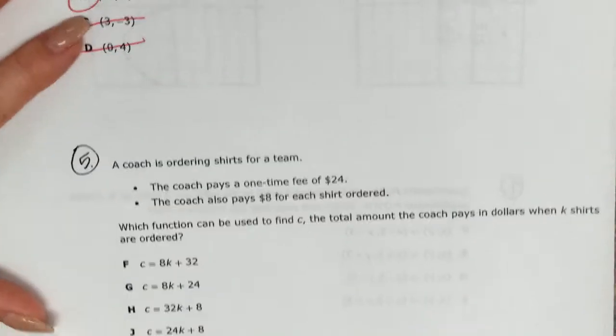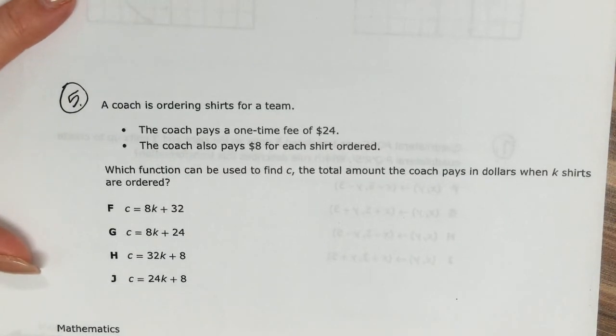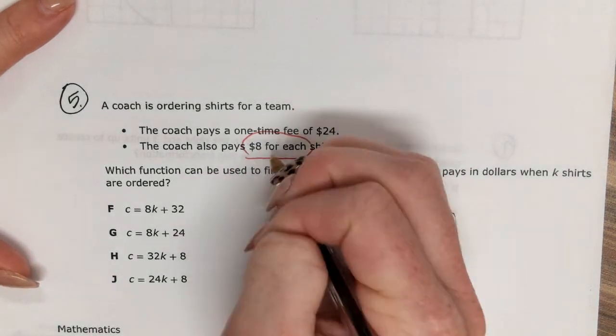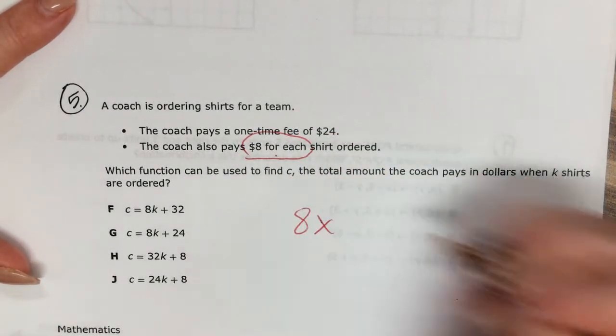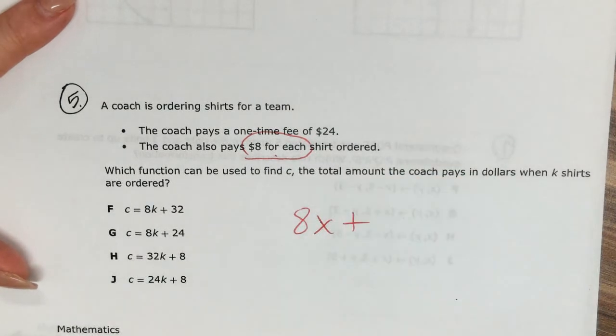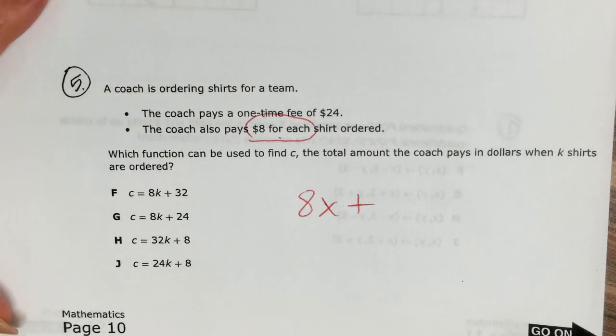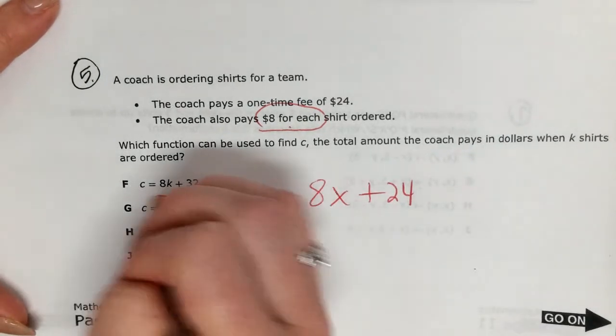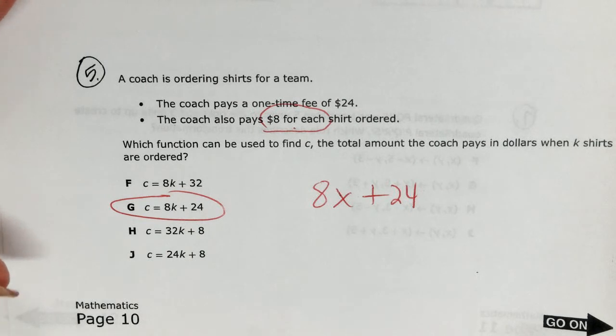All right, number 5. A coach is ordering shirts for a team. The coach pays a one-time fee of $24. He also pays $8 for each shirt order. Did y'all see a clue word? What'd y'all see? Each. That means the 8 gets the x, so 8x plus 24. Which one says that? G. Another question you cannot miss. These are too easy.